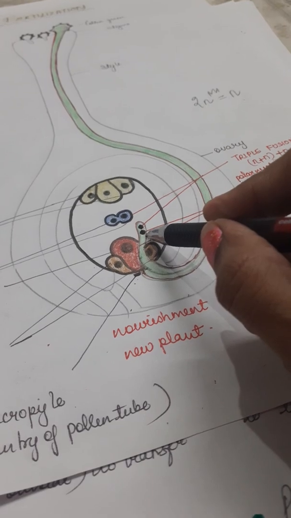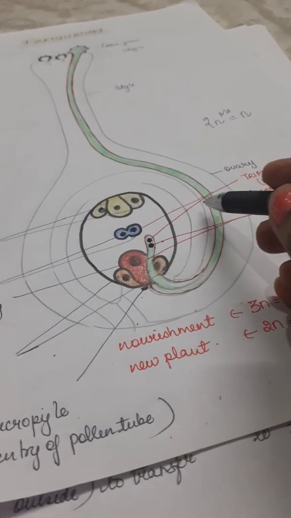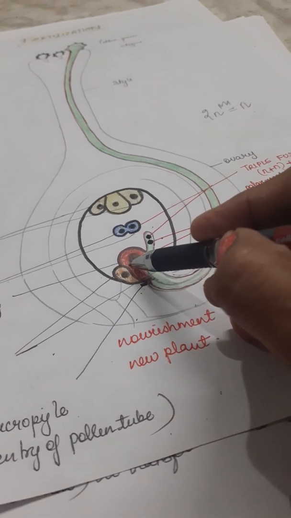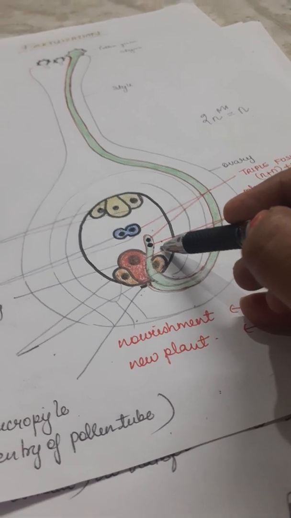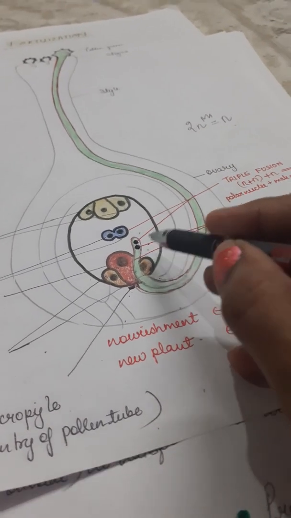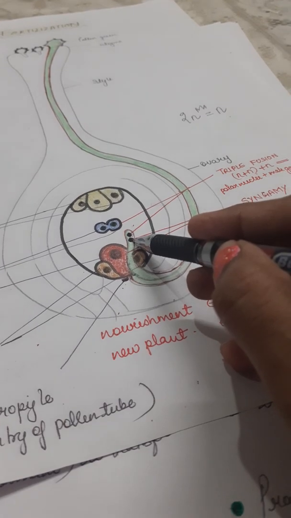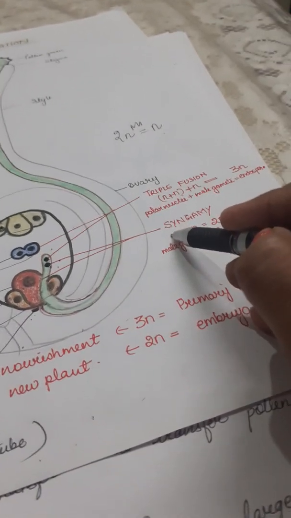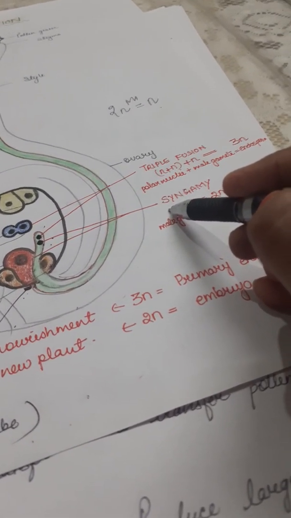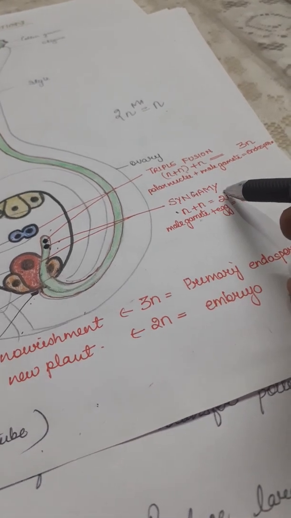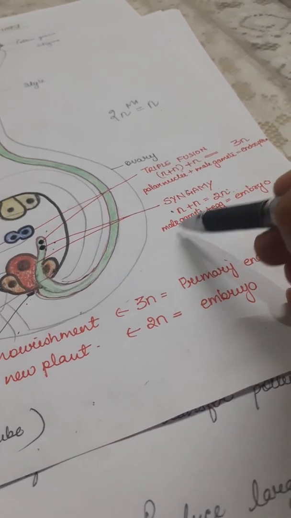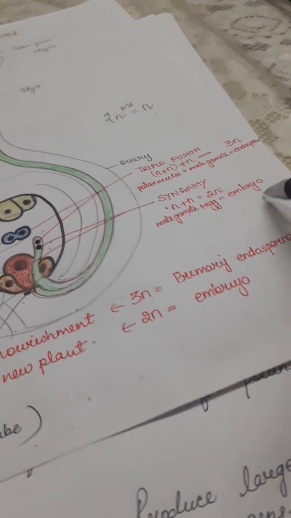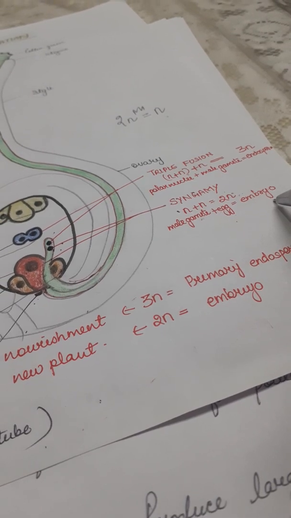Now what will happen? Fertilization will happen because the pollen tube has reached inside the embryo sac where we have the egg. Now the egg is there, the male gametes are there, so fusion must take place. One of the male gametes and the egg fuse with each other, and this fusion of male gamete and egg is known as syngamy. So n plus n will be 2n, and the embryo becomes diploid again. This embryo will give rise to the new plant later on.